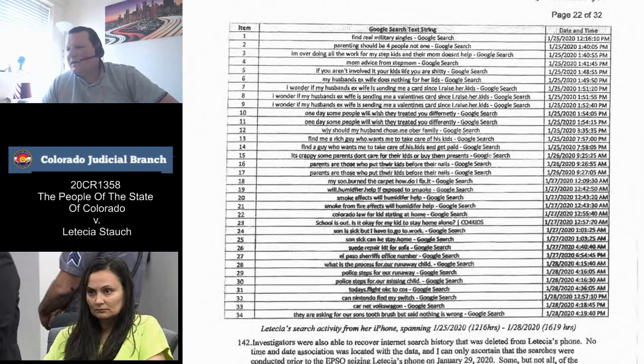Suede repair kit for sofa. El Paso Sheriff's Office number. What is the process for our runaway child? Police steps for our runaway. Police steps for our missing child. Today's flight. OKC to COS or CDS. Can Nintendo find my Switch? CarNet Volkswagen. They are asking for our son's toothbrush, but said nothing is wrong.